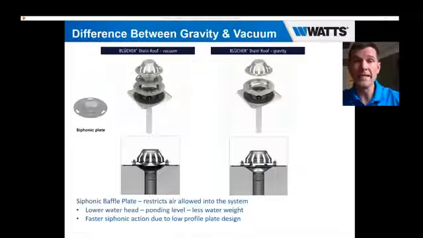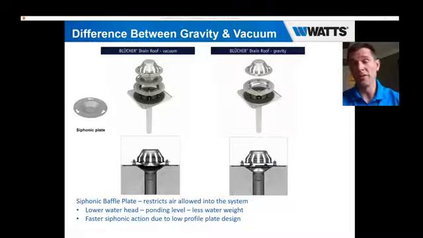So one of the key differences from gravity to vacuum, as you see with both of the BLÜCHER roof drain options, is that they're the same roof drain itself. The big difference is what we call a siphonic plate or a baffle. What this does is it attaches inside the top of the roof drain right before where the water is collecting and going down the vertical pipe. What that creates is actually reduced potential for the air to get drawn into the system, and also decreases the amount of water on the roof.